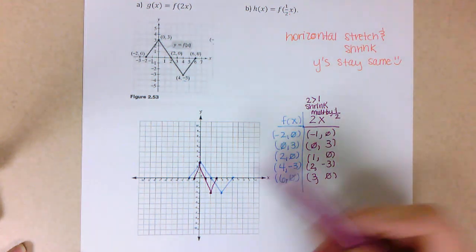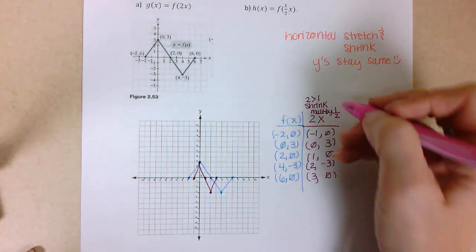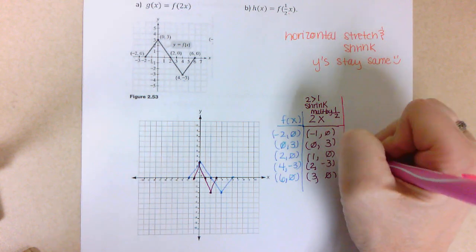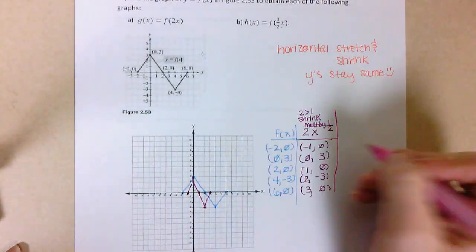So 2x did shrink him, right? He's a little squattier, I guess would be a good word for him. Okay, cool. Now I'm going to have to pull this over a little bit. Give me some more room. Ooh, terrible straight line. Now let's do the last one.